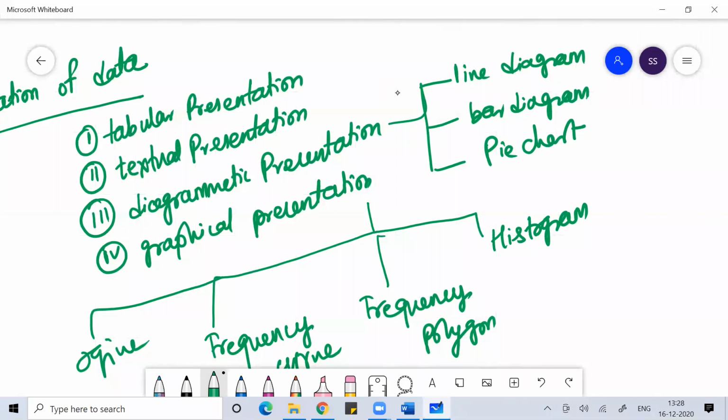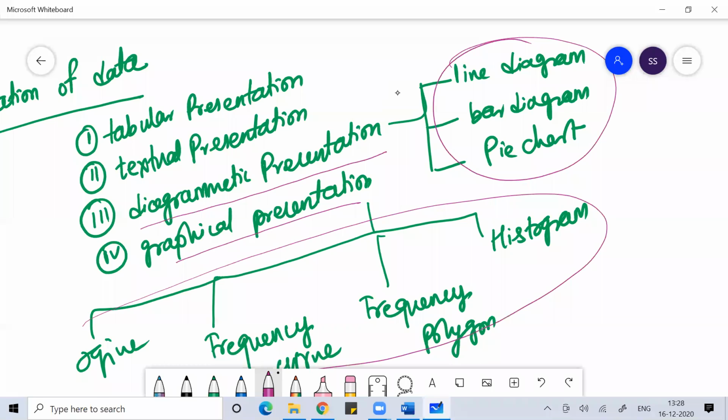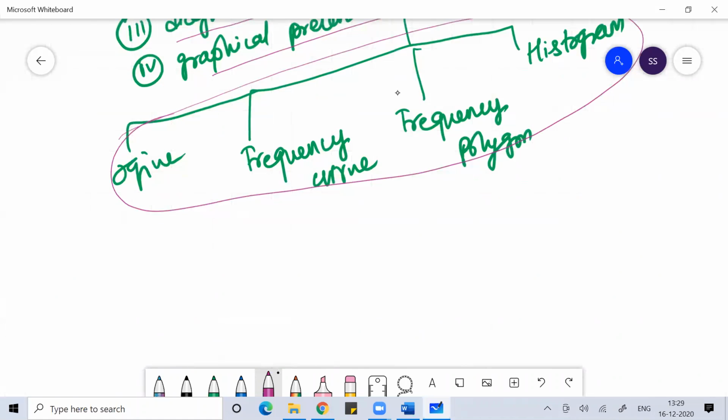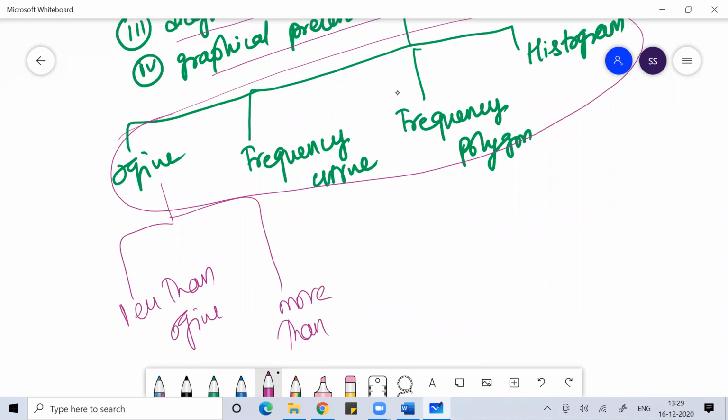Tomorrow when I start the class, I'll start with diagrammatic presentation of data, where first I'll discuss line diagram, bar diagram, pie chart, and then we'll go to the graphical presentation of data, and we'll talk about OG, frequency curve, frequency polygon, and histogram. So this we'll discuss tomorrow in the class. OG can be less than OG, or it can be more than OG. We'll talk about what is OG and all.